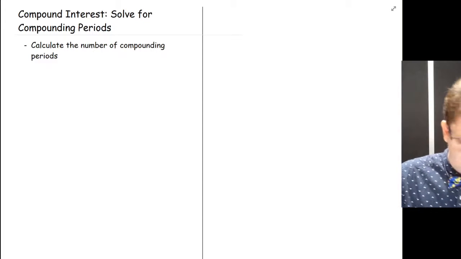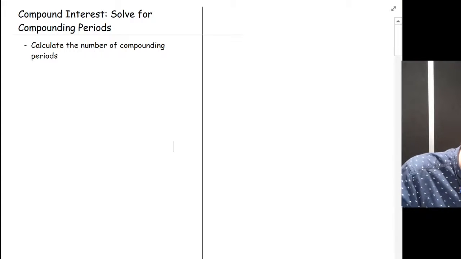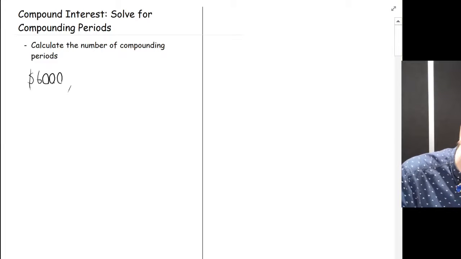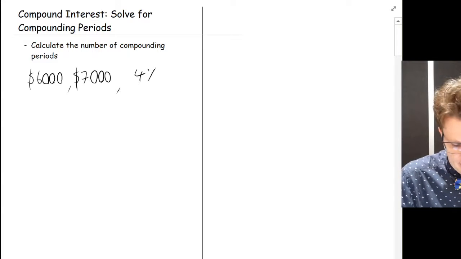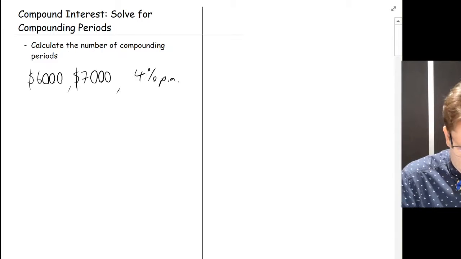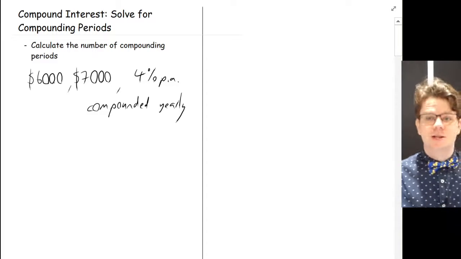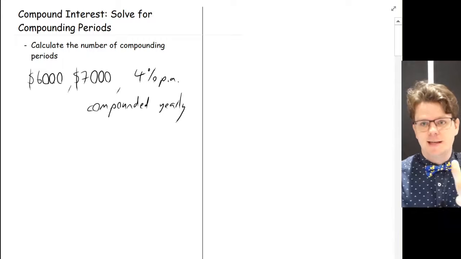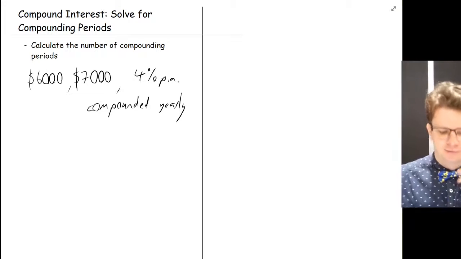Let's have a look. So what do I mean by solving for the compounding periods? Well, let's see, I've got $6,000. I want it to turn into $7,000. And I know that I can get 4% from the bank per annum, compounded yearly. Question is, how long is it going to take for $6,000 to turn into $7,000? That's the question we're trying to answer. So I'm looking for my n.